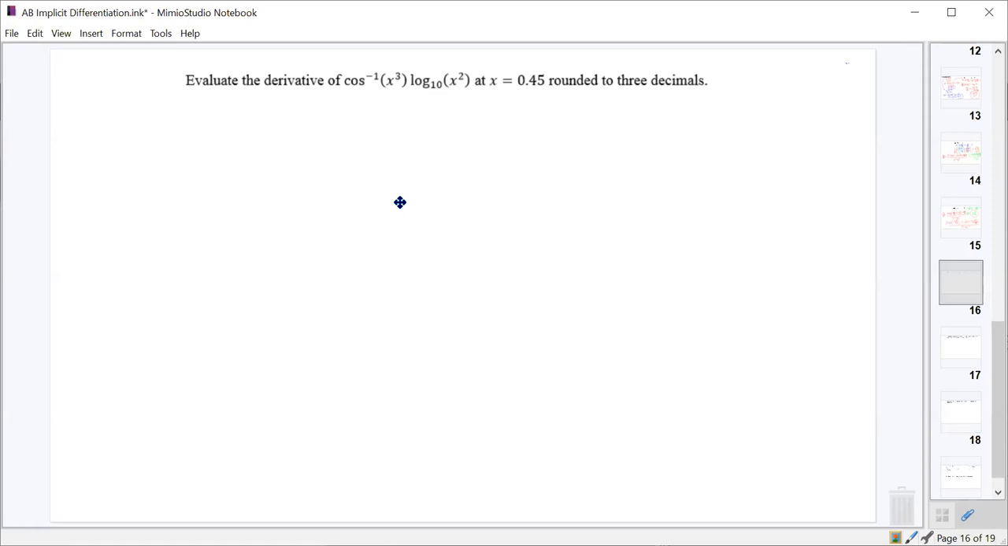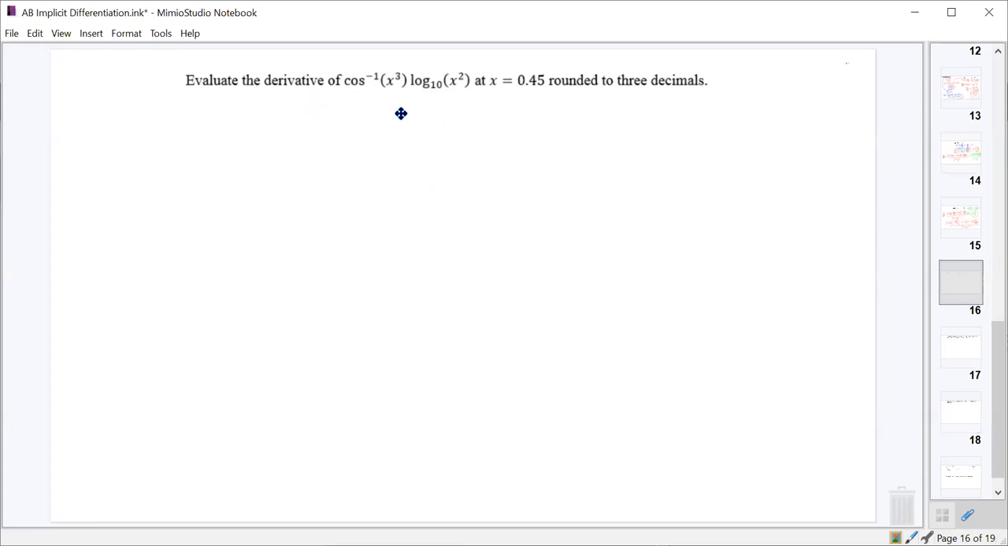So let me know. If we want to find the derivative of any function at a specific point, our calculator can approximate this for us, and we're going to need to be able to do that this year. So obviously this derivative is one we don't know how to do yet because we haven't talked about how to take the derivative of inverse trig functions or logarithmic functions.